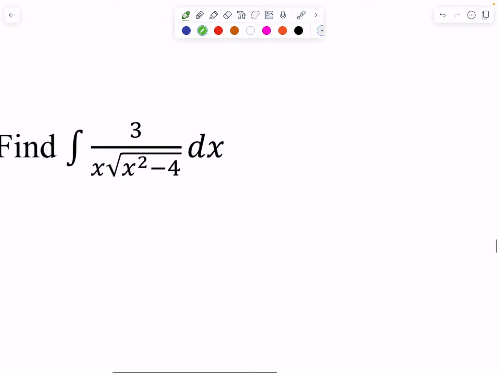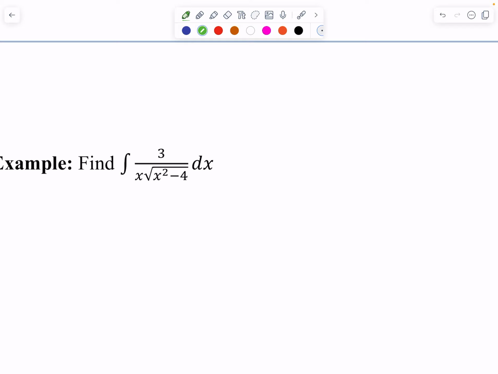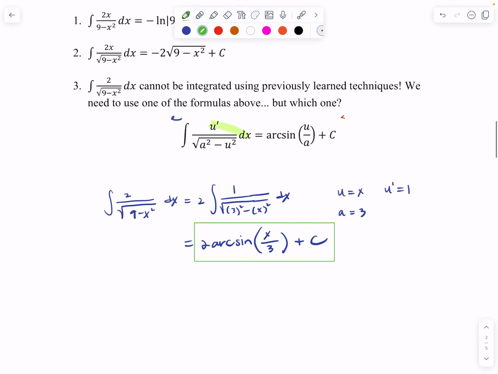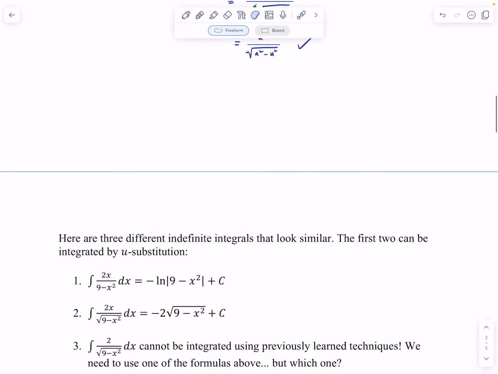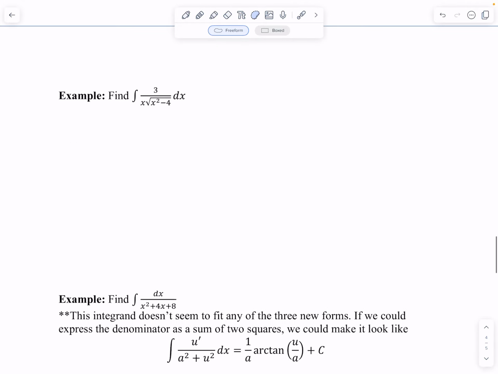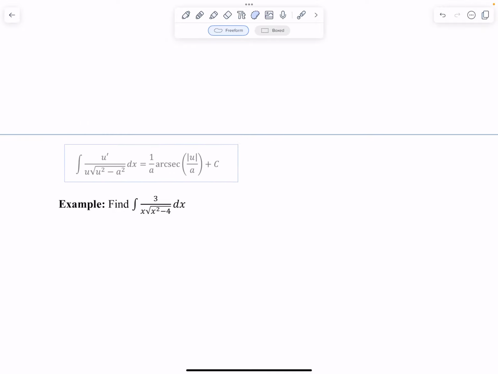Okay, so for this one, again, like thinking about, could I do a u sub? Nope. Could I somehow rewrite this? Nope. Okay, so then thinking about the derivatives, I'm thinking this kind of sort of looks like the derivative of arcsecant. So if we go back up here to our formulas, I'm going to copy and paste the formula that has arcsecant in it so that we can reference.